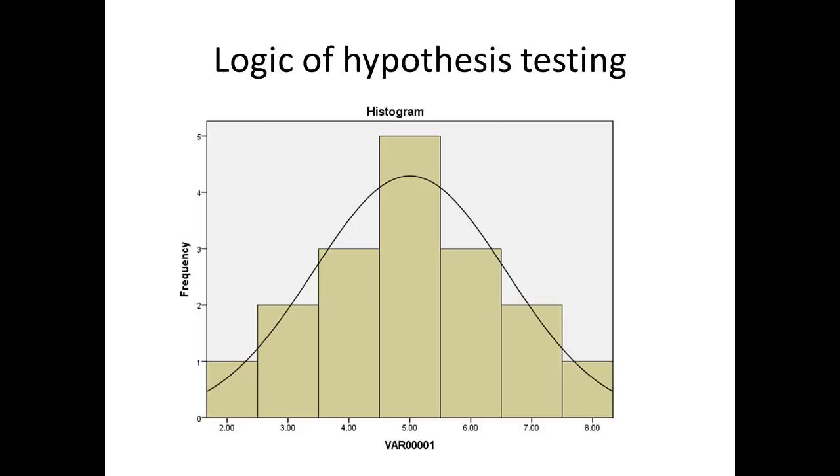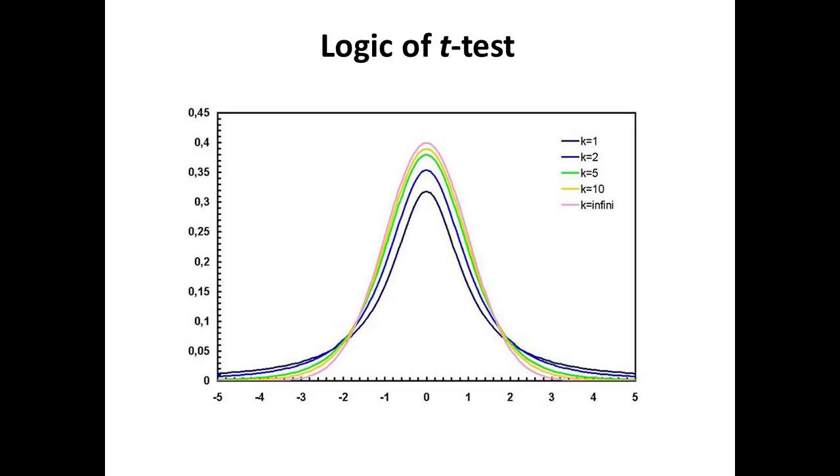So what do? Well, our only option here is to estimate the size of the population standard deviation by using the sample standard deviation. Now, the problem with using a sample standard deviation to estimate the population standard deviation is that our sample standard deviation is limited by the fact that it's a sample.